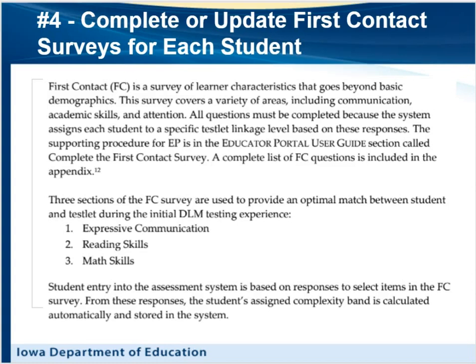All these questions need to be answered because the system is relying on that, particularly for the first testlets, to establish a recommended linkage level that's going to be appropriate for your students. And you can see there's 3 sections to the survey: expressive communication, reading skills, and math skills. So this is a really important item that needs to be completed, and the system will not allow you to start testing until this is documented as complete in the system.